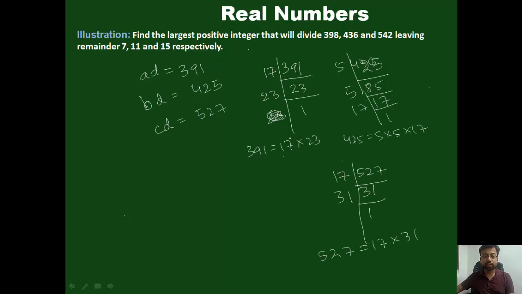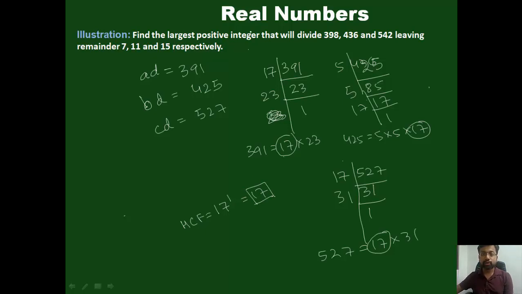And what did we see in the definition of HCF using prime factorization method? It is the product of common primes, lowest power of common primes. So the primes are 17, 23, 5 and 31. And what are the common primes? The common prime in all these numbers is 17. So you write 17 here, and the lowest power of the common prime is 1. So the HCF is going to be 17 to the power 1, which is 17. So the HCF D comes out to be 17.